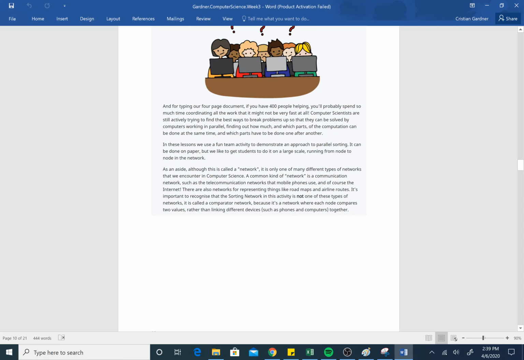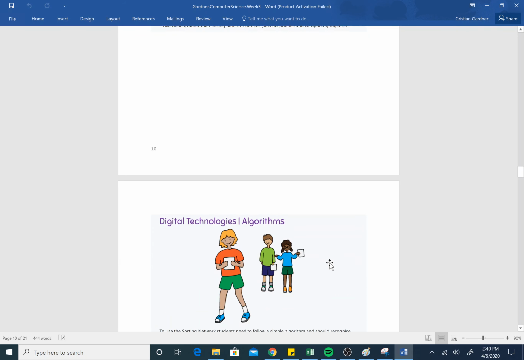As an aside, although we call this a network, it is only one of the many different types of networks that we encounter in computer science. A common kind of network is a communication network, such as the telecommunication networks that mobile phones use, and of course the internet. There are also networks for representing things like road maps and airline routes. It is important to recognize that the sorting network is not one of these types of networks. It is a comparator network because it's a network where each node compares 2 values rather than linking different devices together.